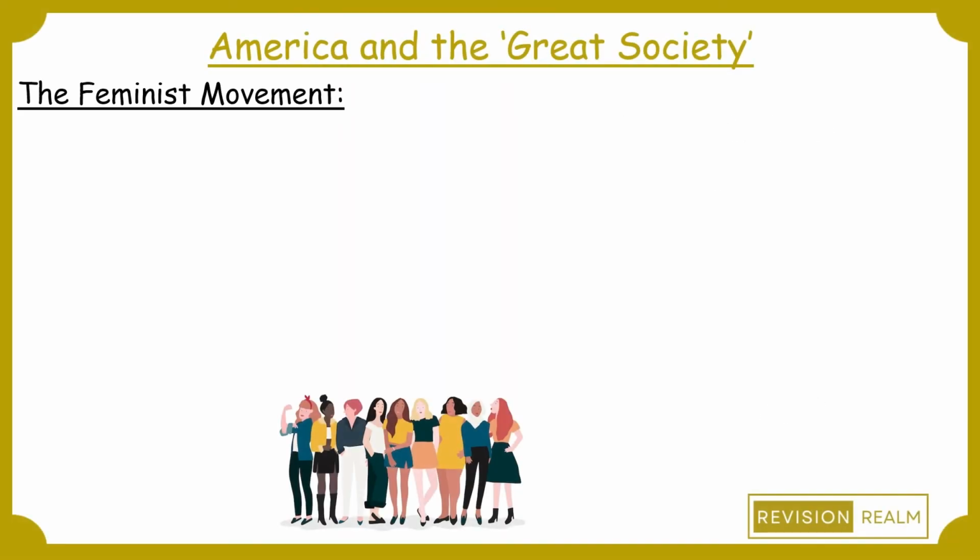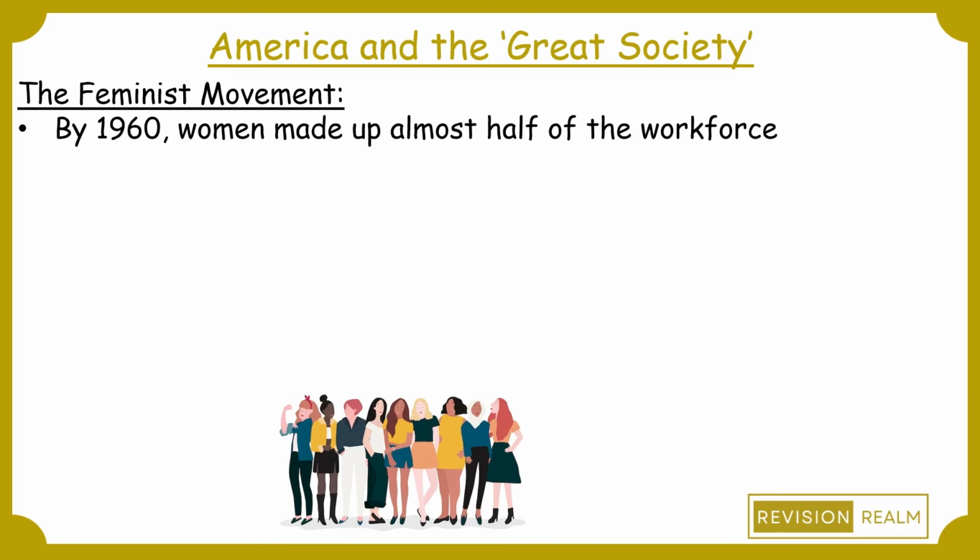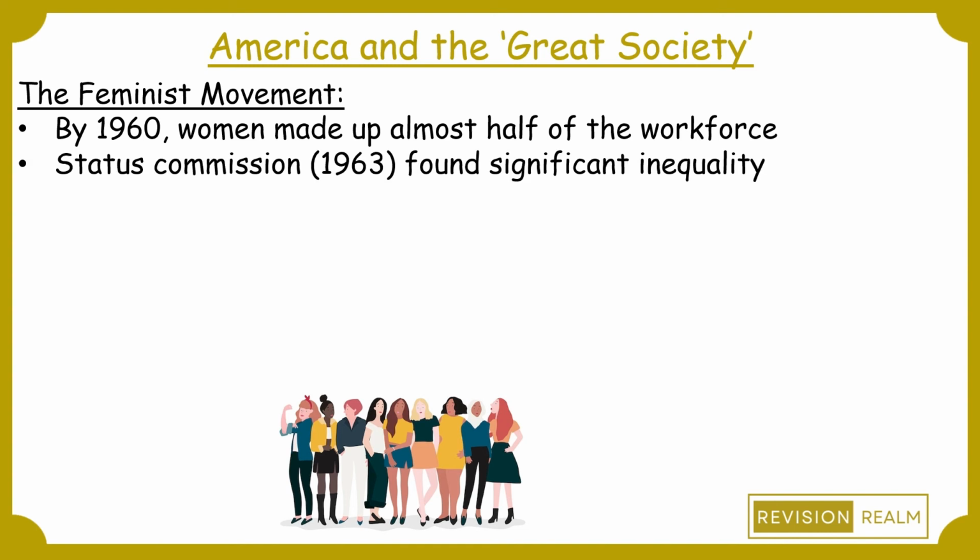Our last focus point of the course is the feminist movement. During World War II, many women had got jobs and found a sense of independence, which they weren't willing to give up when many men returned from war, and by 1960, women made up almost half of the workforce. Kennedy set up the Status Commission in 1963, finding that women earned 60% less than men for the same job. Women were very underrepresented in some professions, and some women were even fired legally if they got married.